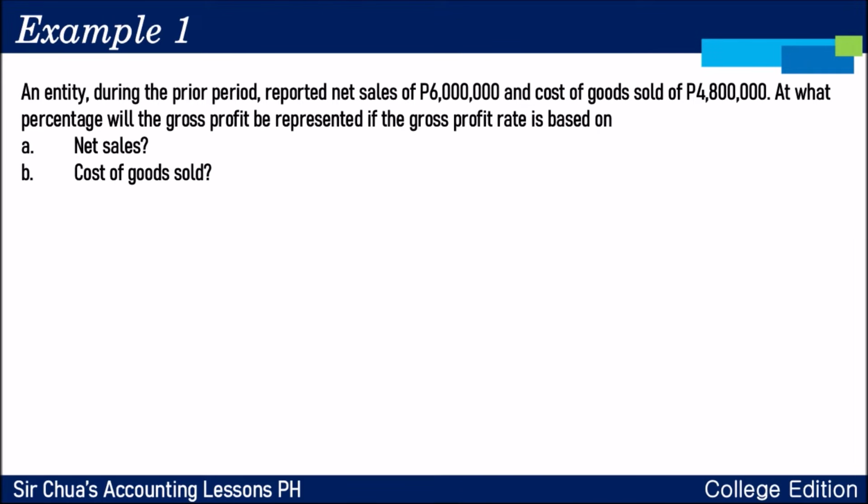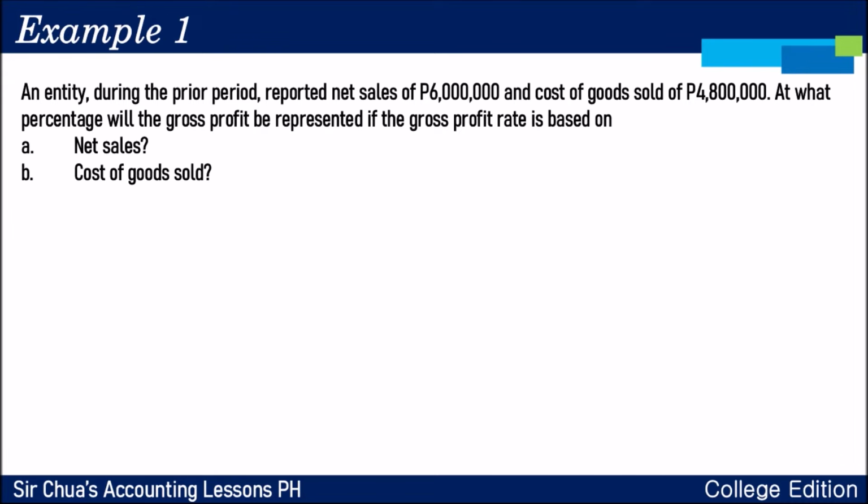Example number 1. An entity during the prior period reported net sales of 6 million and cost of goods sold of 4,800,000. At what percentage will the gross profit be represented if the gross profit rate is based on letter A, net sales, and letter B, cost of goods sold? Okay, so try natin si net sales, and then tsaka natin i-compute based naman sa cost.